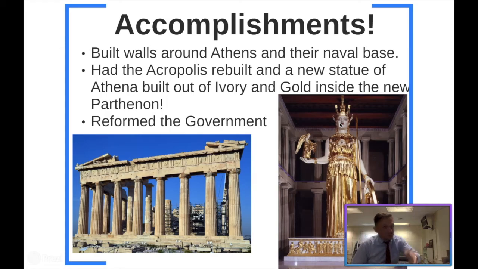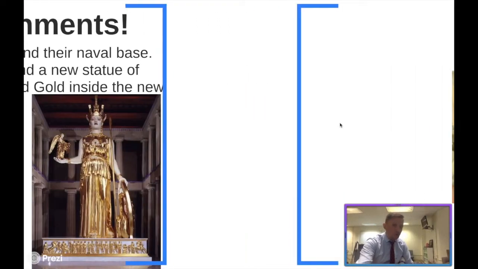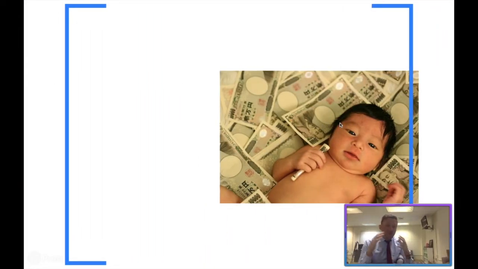So we believe that the real statue of Athena might have been broken up, melted down, or made into other things, right? But unfortunately, the real statue has been lost to time. But it's still ivory and gold. That's absolutely insane. Now, he's also going to reform the government.